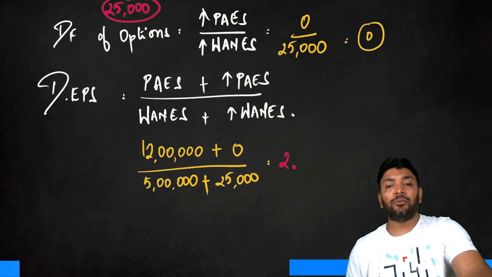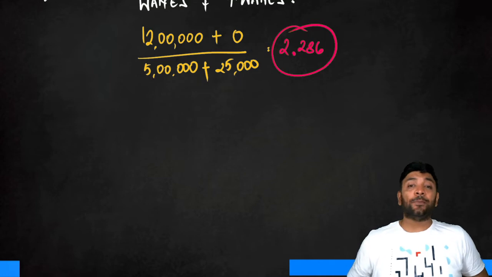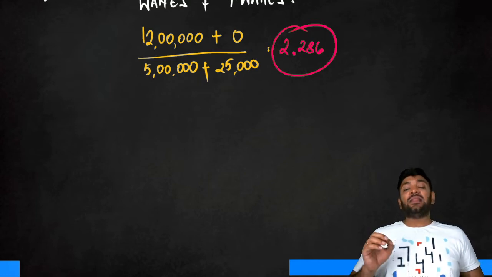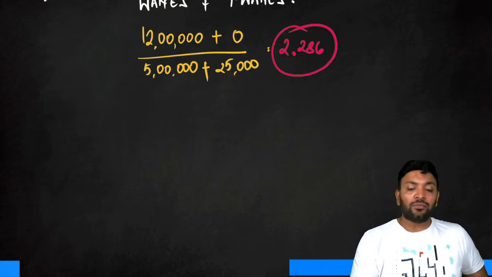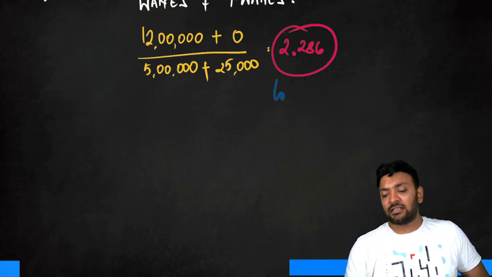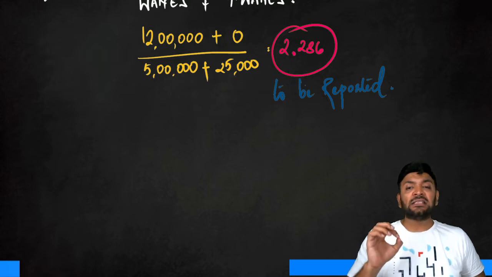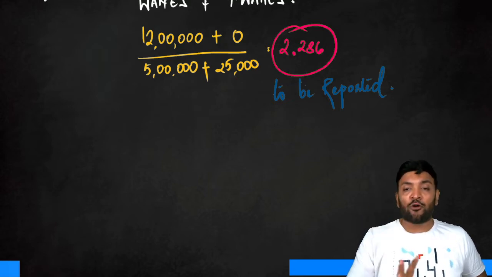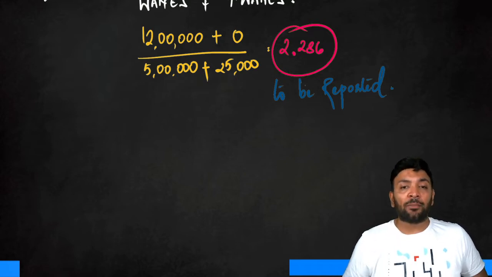It is 2.286. If you compare it with your basic EPS, which is 2.4, there has been a decrease in the EPS. Therefore, this diluted EPS is to be reported. It has to be presented: 2.286 is the diluted EPS, while the basic EPS is 2.4. Fundamentally, this is the concept that one has to put in your brain. Clear?